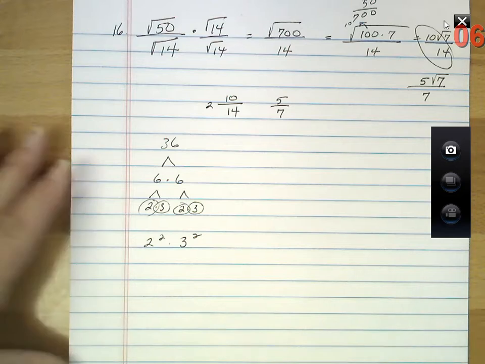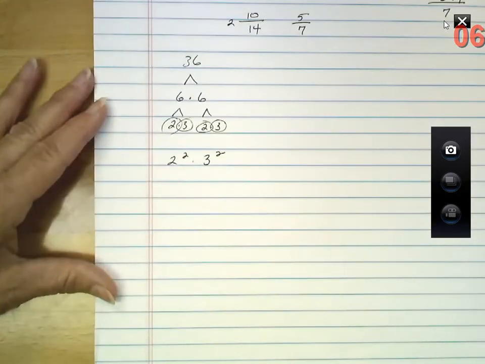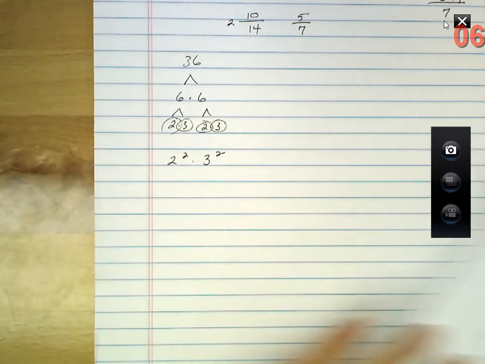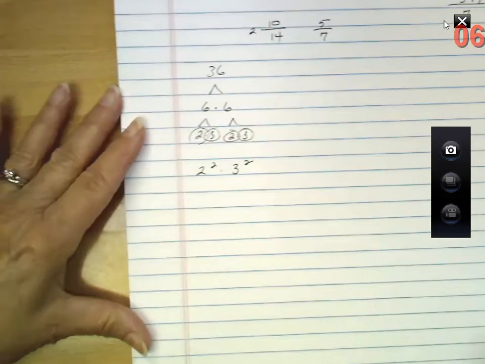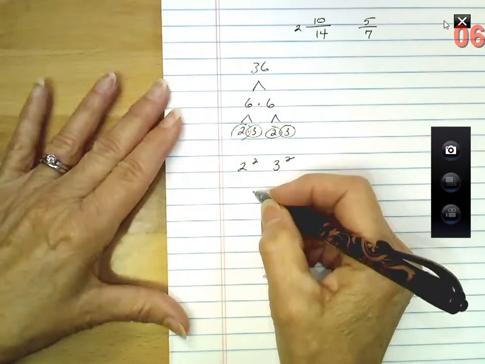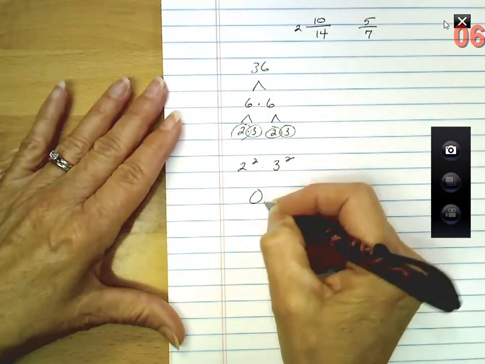Okay. All right, then the next thing on page 1 was evaluating these different expressions right here. Now, in order to do that, we have to do our order of operations.